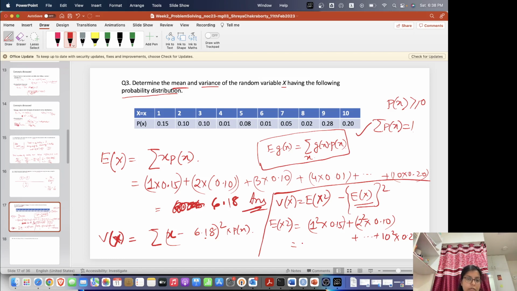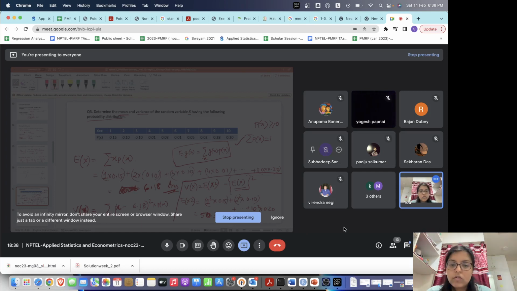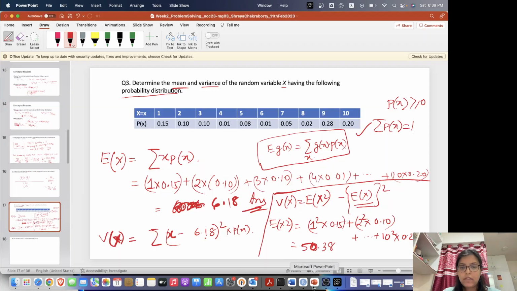Anybody got it? Ma'am, 50.38. Okay, 50.38. Anybody else who got this number? Yes, Mr. Panju Sai Kumar, you have a question? Yes, ma'am, I also got 50.38. Okay, fine. So expectation of x square is this one.